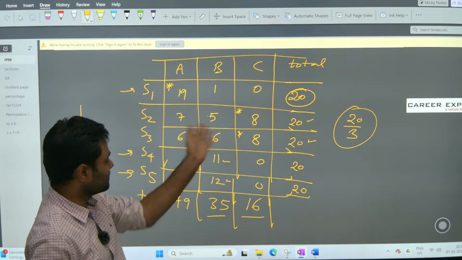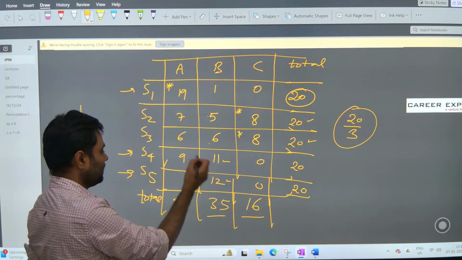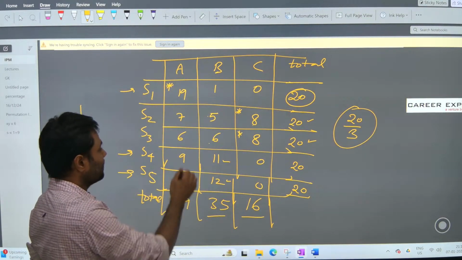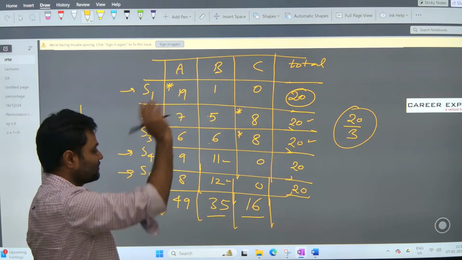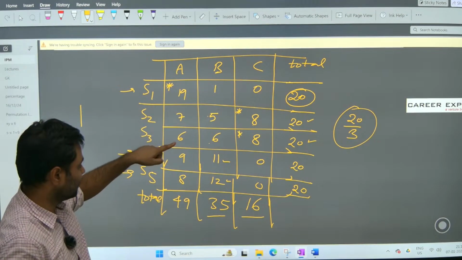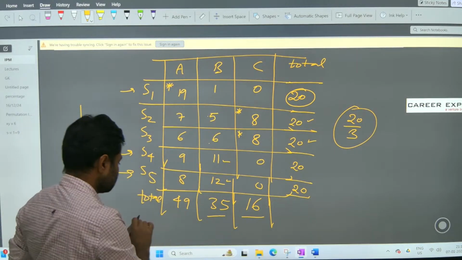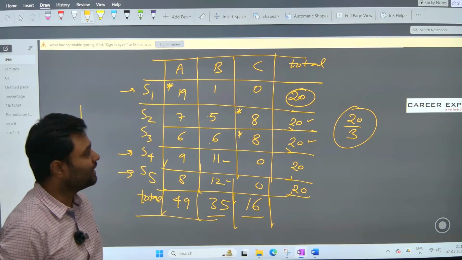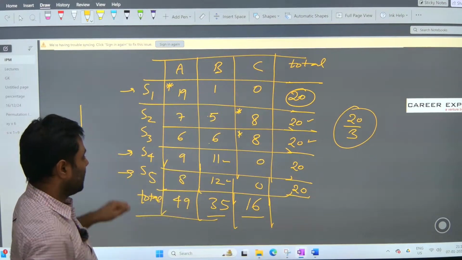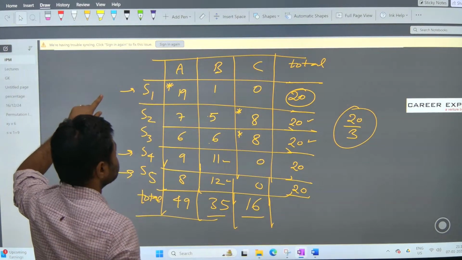So this is already 7 and 6. So this will be 11. This is 11, so this has to be 9. This is 12, so this has to be 8. So let us check if this total becomes 49. 19 plus 7 is 26. 26 plus 6 is 32. 32 plus 9 is 41. 41 plus 8 is 49. So this is how we have completely filled the table. So after this, we can start answering our questions.